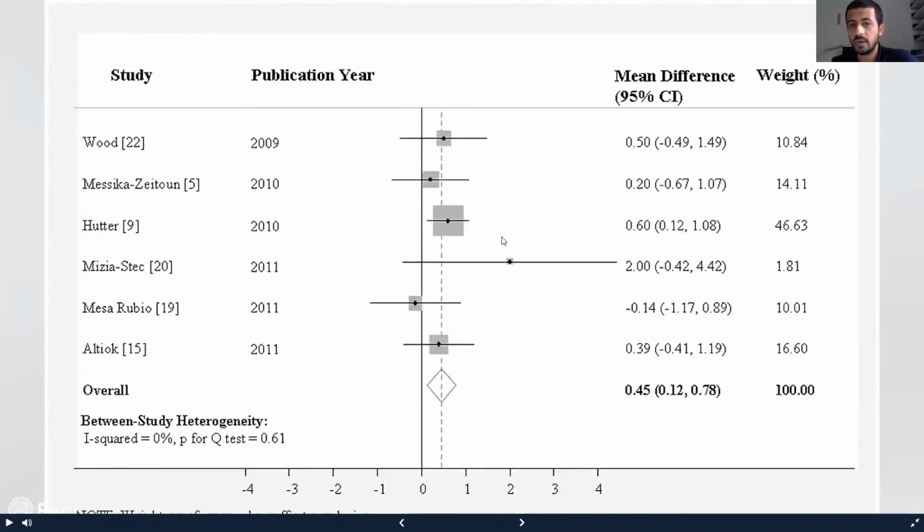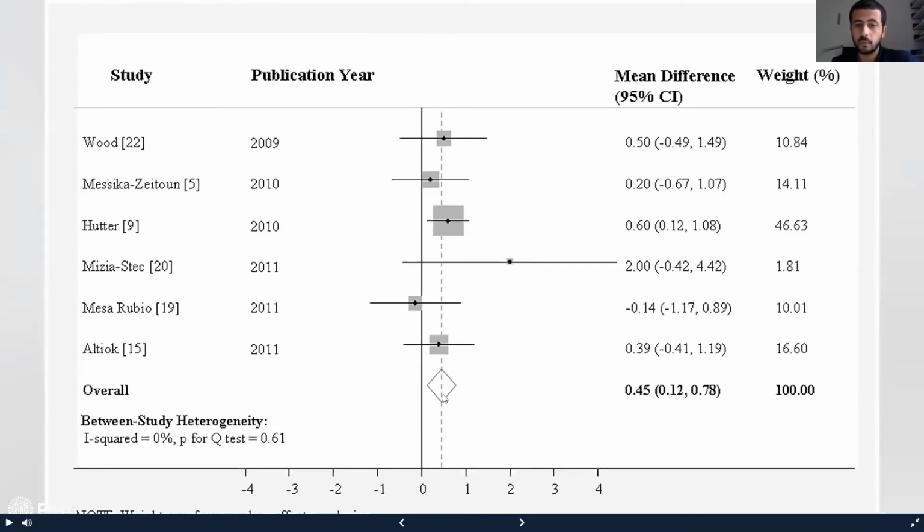Higher weight equals the shortest confidence interval because of a high number of participants. Here we have a low number of participants, very small weight, and a very long confidence interval. So till here, they are all studies.